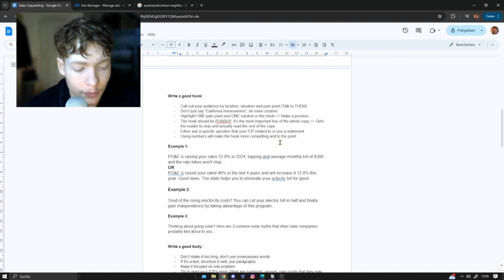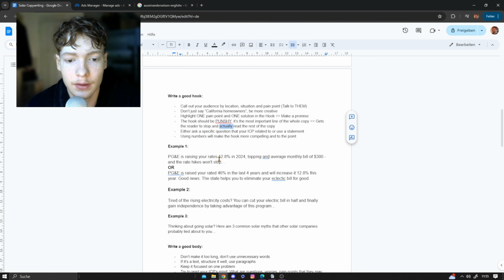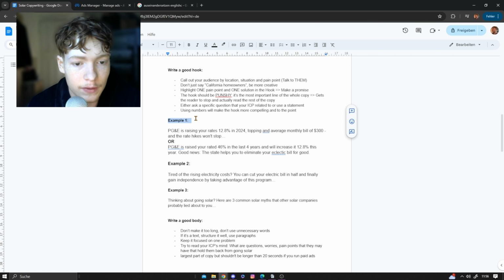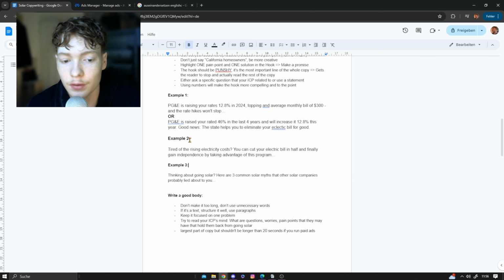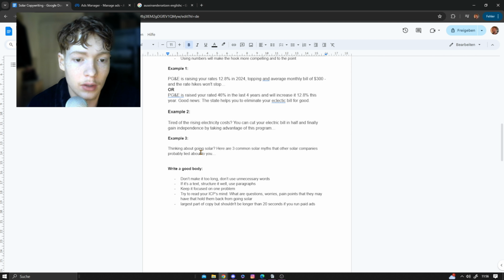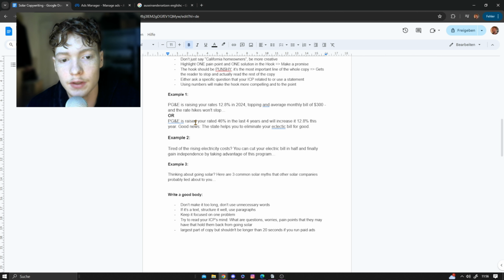So instead of using long words and writing out everything, you want to get into the numbers. This is the punchy thing that I was talking about. You want to have those punchy numbers, like 12.8%, 2024, $300. So this is very number-driven. To go into the examples, I wrote 3 examples for the hook, and you can have way more different hooks to test against each other. I would recommend having 4, 5, 6 hooks that you test, because the hook is extremely important.